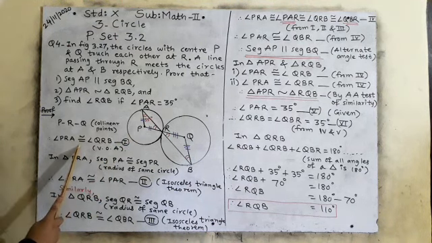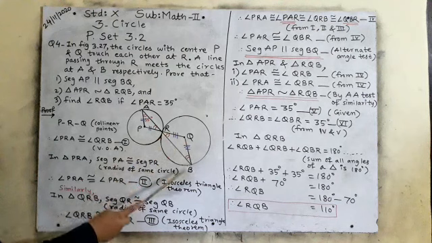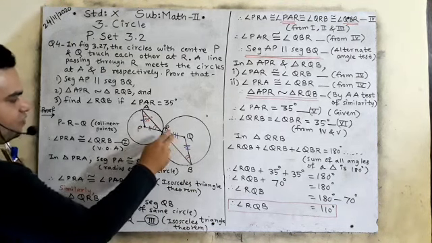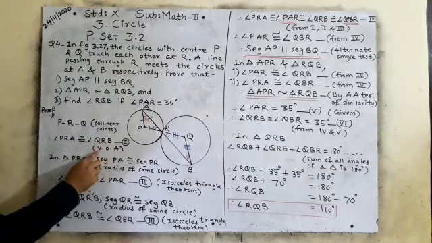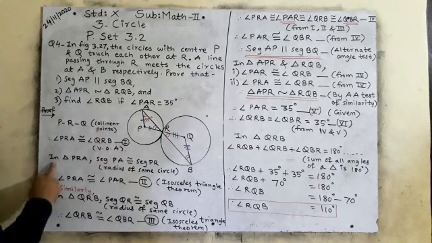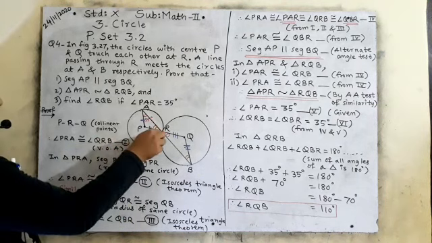Angle PRA is congruent to angle QRB. These two angles are congruent. Why? Because they are vertically opposite angles, and vertically opposite angles are congruent. This is your first answer. Clear? Now see in triangle PRA, this triangle.